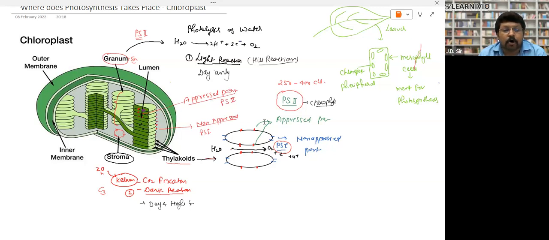The matrix or stroma contains DNA, RNA, ribosome, enzyme, etc. Next point.